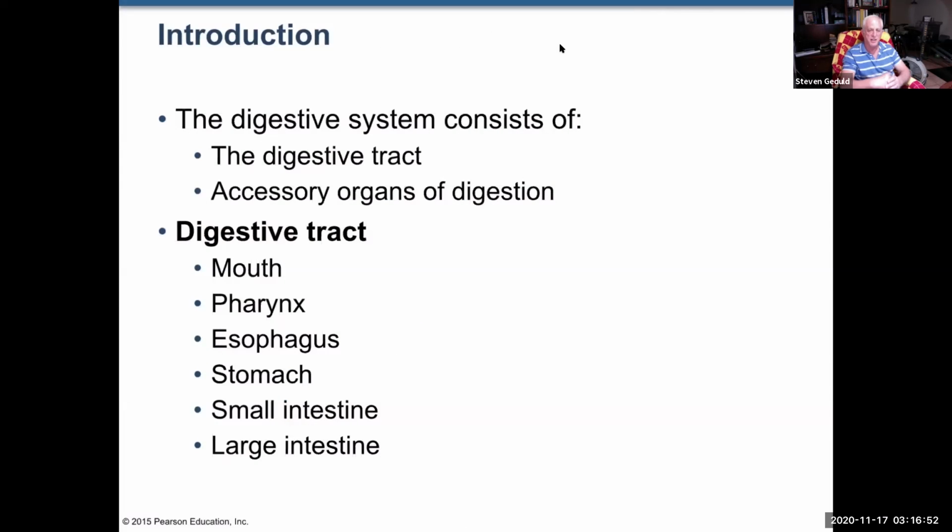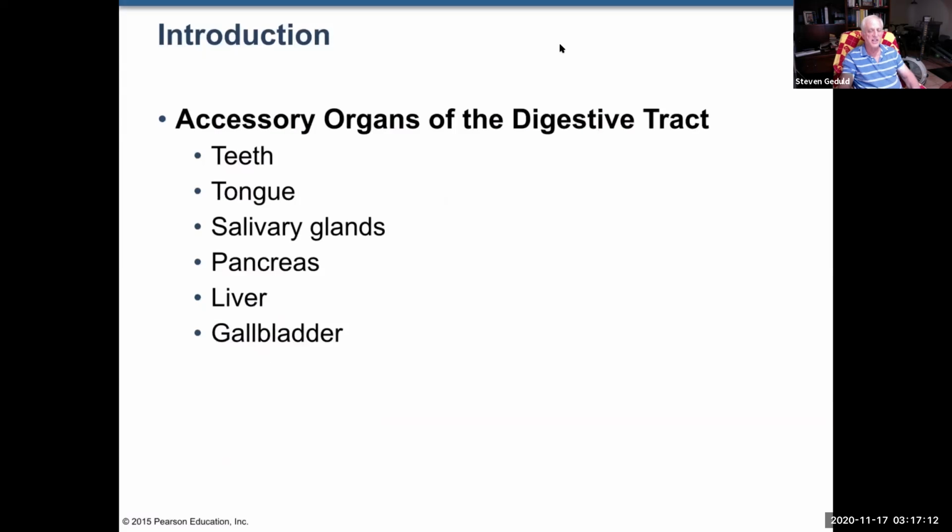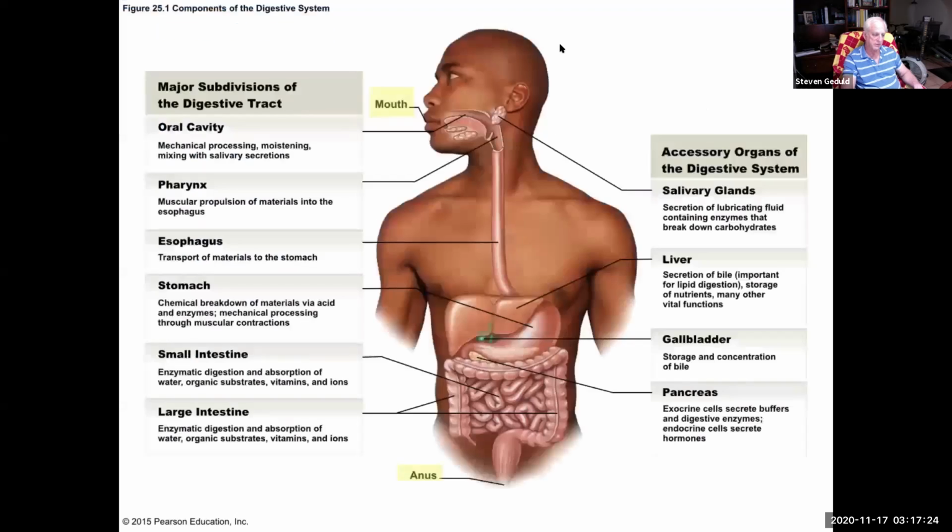The digestive system consists of your digestive tract and your accessory organs of digestion. The digestive tract is your mouth, your pharynx, the esophagus, stomach, small intestine, and large intestine. That's the tract. Accessory organs of that tract are your teeth, the tongue, salivary glands, pancreas, liver, and your gallbladder. These are the divisions here.